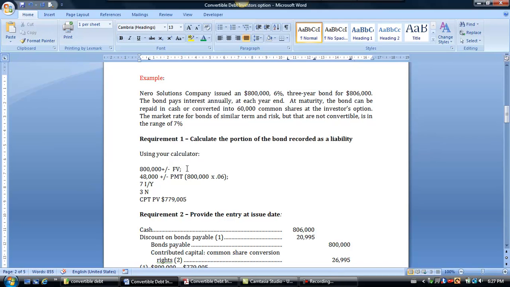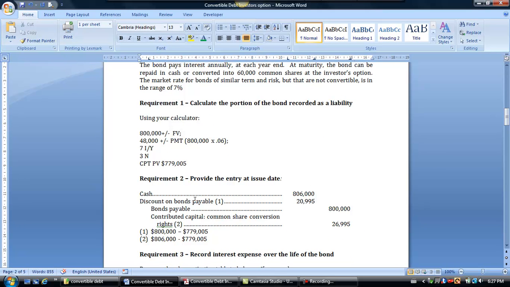So using your calculator, make sure you set your P/Y to 1, and we're going to set our future value up at 800,000, and again plus or minus to make it a negative because it's going to be an outflow. 48,000 is your cash payment every year. That's your 800,000 times your coupon or your stated rate. Your interest rate per year, again, it's a 3-year bond and interest is paid annually, so the number of interest payments is going to be 3. So when we hit compute PV, we're going to get $779,005, and we can see the bond trades at a discount.